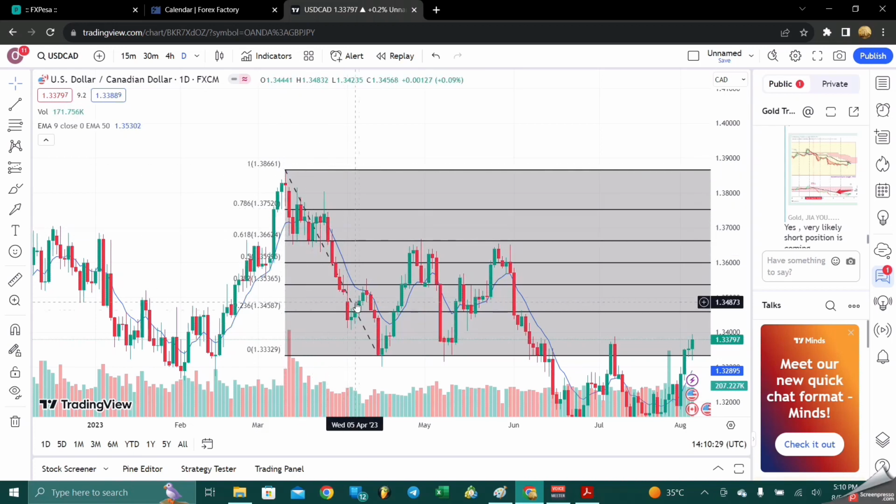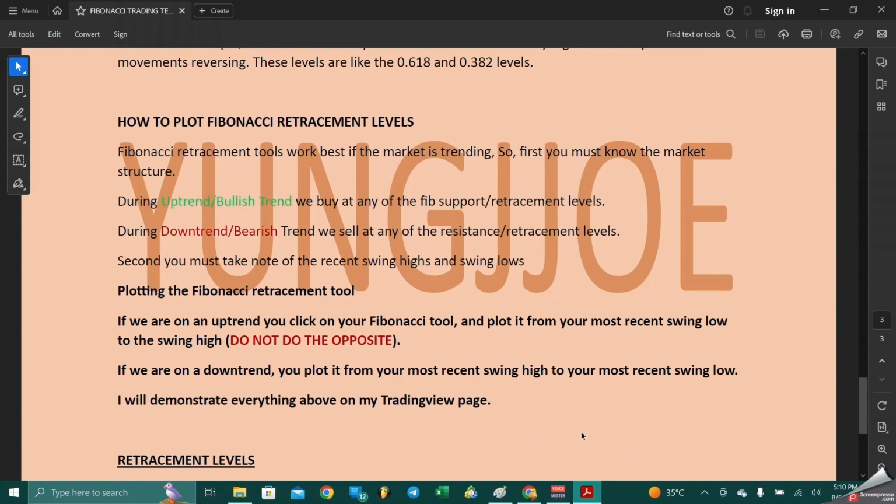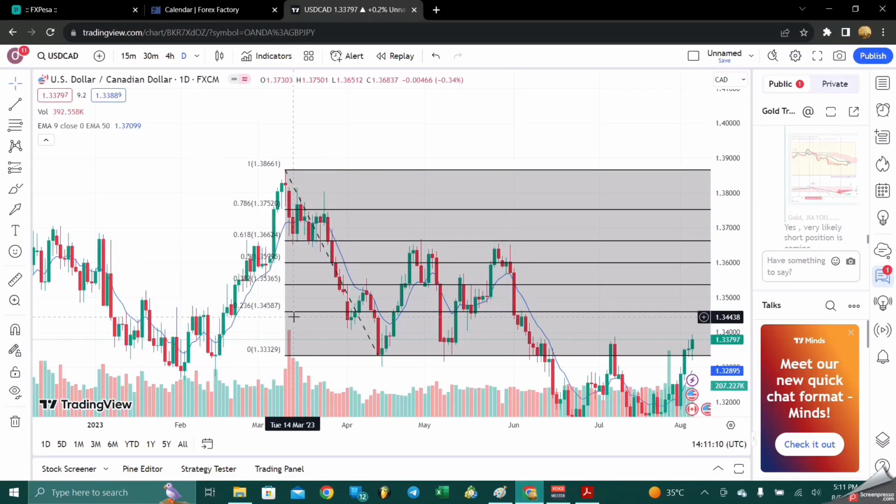If the market is on a downtrend, you know at this time we have a downtrend, right? So you know that you're not trading against the trend, you're trading with the trend. During an uptrend we buy at Fibonacci's support or retracement levels. During downtrends we sell at Fibonacci retracement levels. So how do we plot a Fibonacci tool? Let me close this one so that at least we can open a new one.